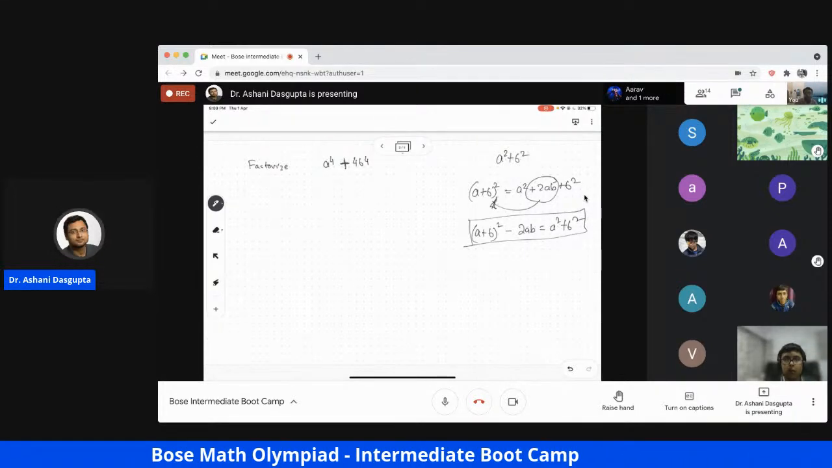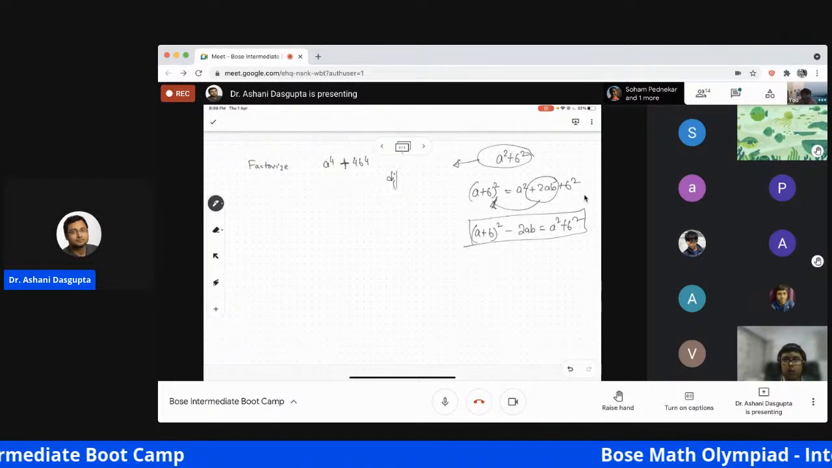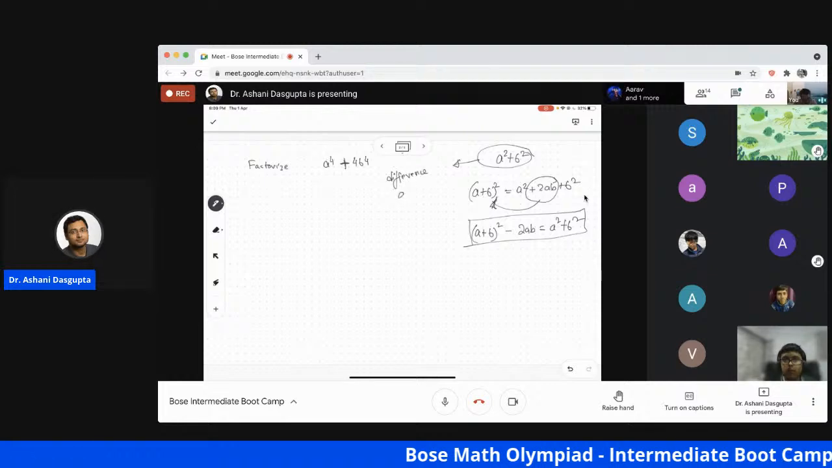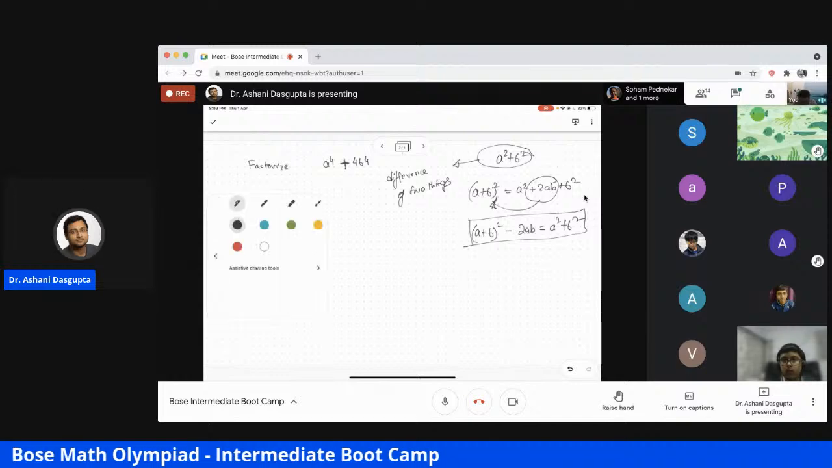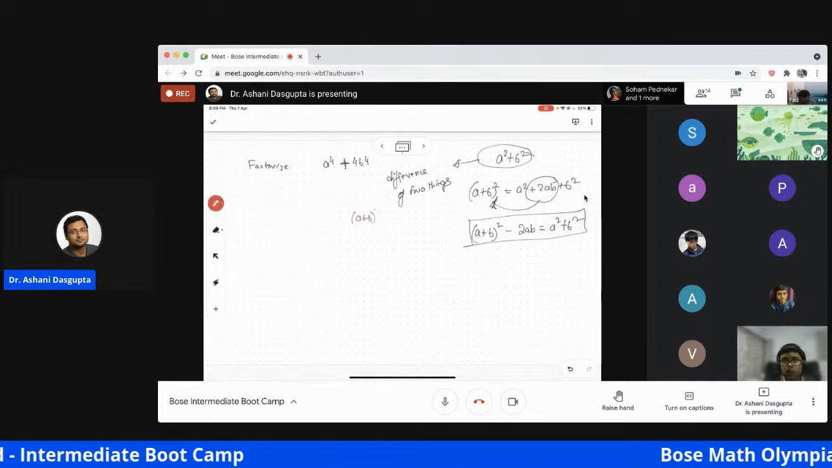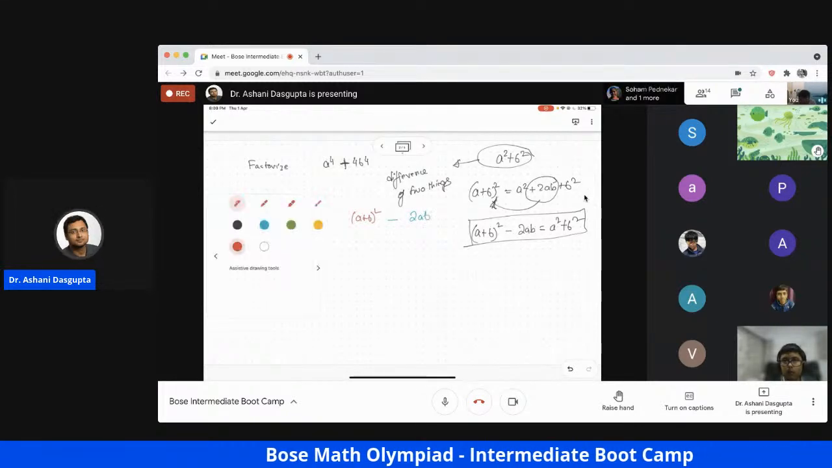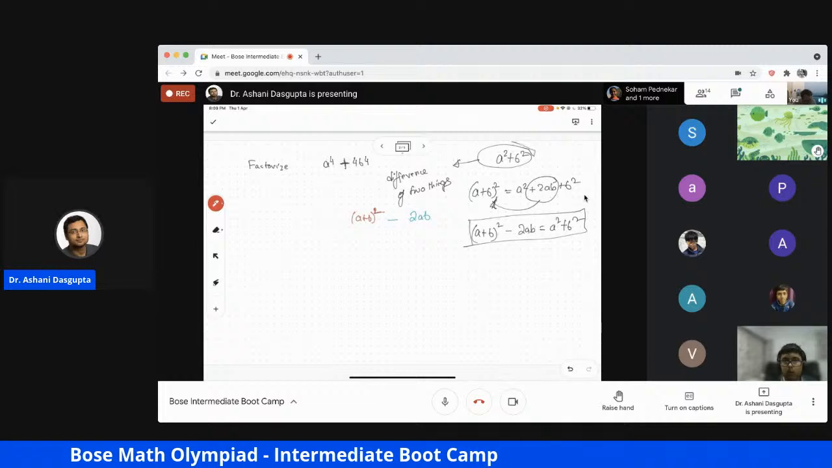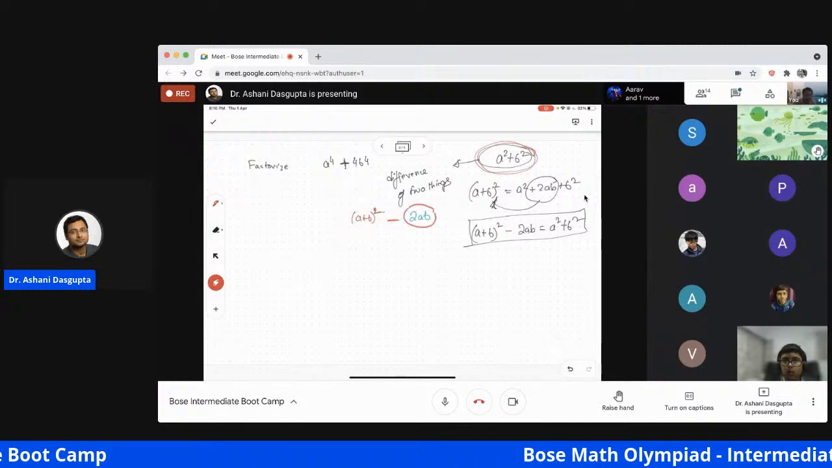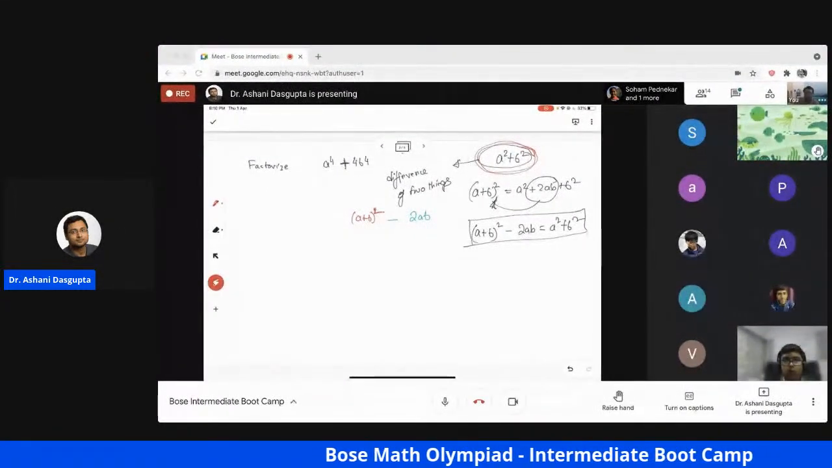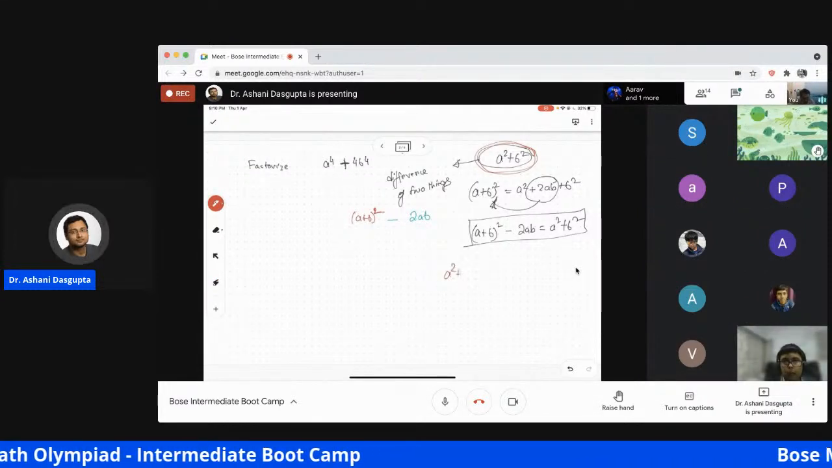So you can express a square plus b square as a difference of two things. And what are those two things? One of those two things is (a plus b) whole square. The other thing is 2ab. So you could express a square plus b square as (a plus b) whole square minus 2ab. That you can do. But can you write a square plus b square as a product of two things?